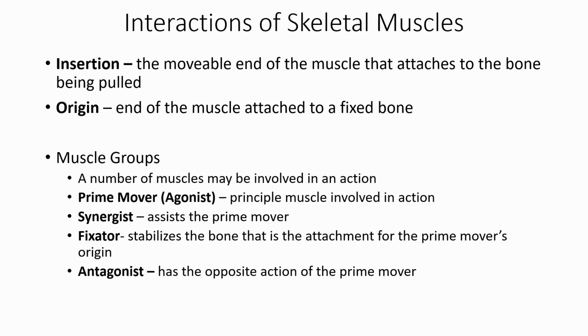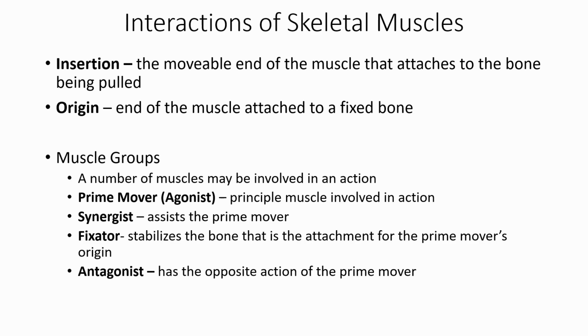Let's go into the muscle groups. The muscle groups are just muscles that are involved in a particular action together. We have what's called the prime mover, or the agonist. This is the major muscle involved in the action. It's the principal one, the main muscle involved in performing that particular action. Like we just mentioned, flexing at the elbow, we have a main muscle, the agonist, which is the main one doing that movement.